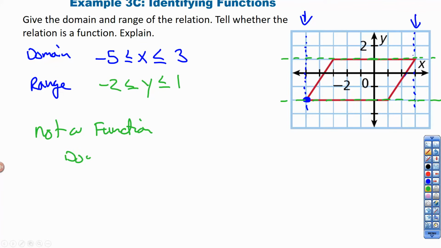Yes. Does not pass the vertical line test.